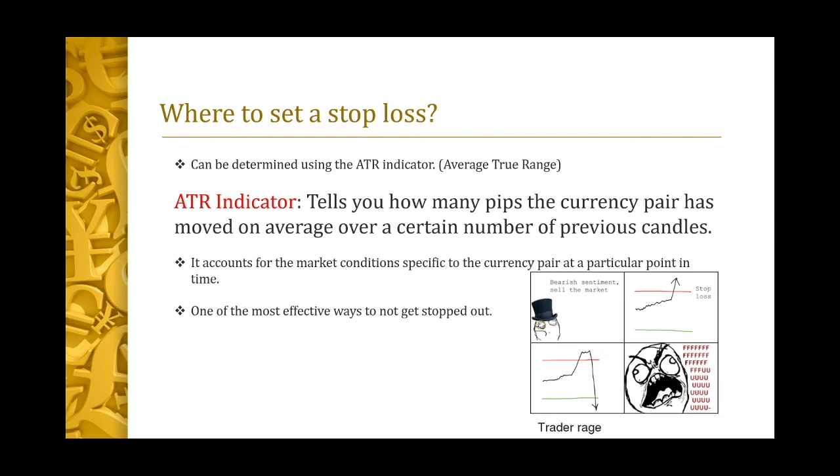There are many ways to do this, and one way is to use the ATR indicator, which stands for Average True Range. Basically, the indicator tells you how many pips the currency pair has moved on average over a certain number of previous candles. Essentially, this indicator changes according to market conditions, meaning that the value of the ATR for one currency may be different for another. Because of its ability to adapt to such conditions, it is a valuable indicator to consider when setting a stop loss because it is based on recent data. And also, it is one of the many ways to help minimize getting stopped out.